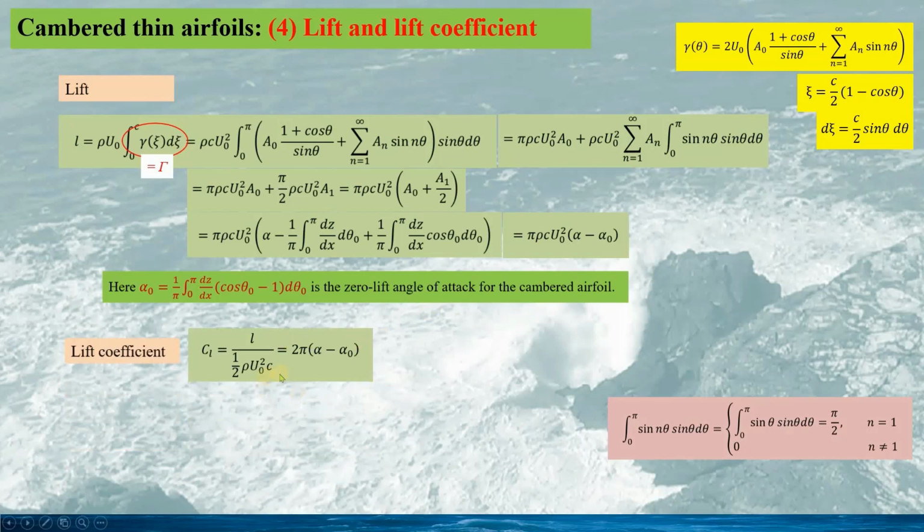The lift coefficient is given by this, and we can see the slope of the lift coefficient is 2 pi. This is the same as the symmetric thin airfoil. Then why can the cambered airfoil provide more lift? The reason is that for the cambered airfoil, we have a negative non-zero lift angle of attack alpha 0. So that means for the same angle of attack, the cambered airfoil could provide more lift.